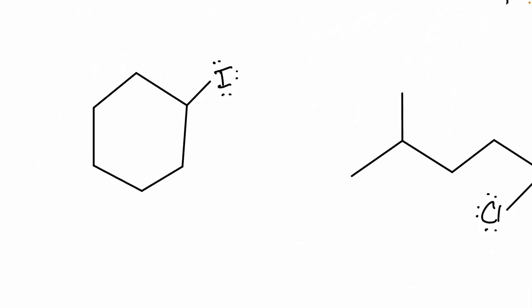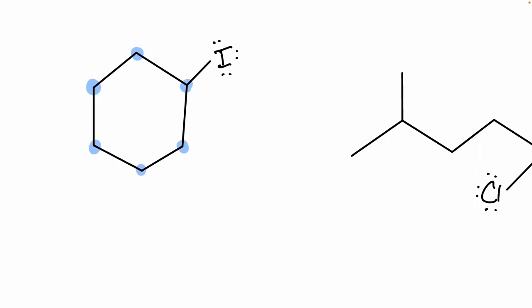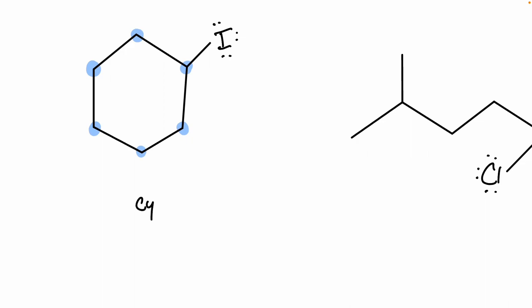Okay, bringing back these cyclic alkanes here. Now we're gonna stick an iodine on there. Our parent chain is always the ring, remember, so these 6 carbons. So what's our parent chain? Cyclohexane. We have our halogen substituent on there, an iodo group.